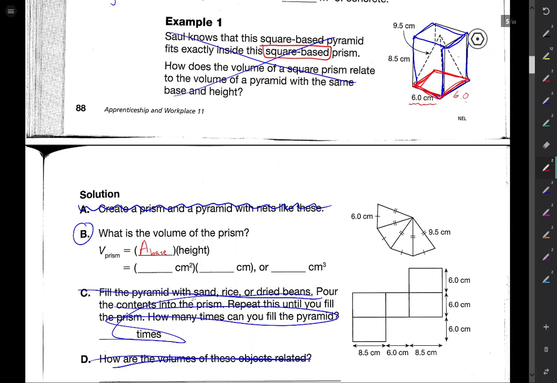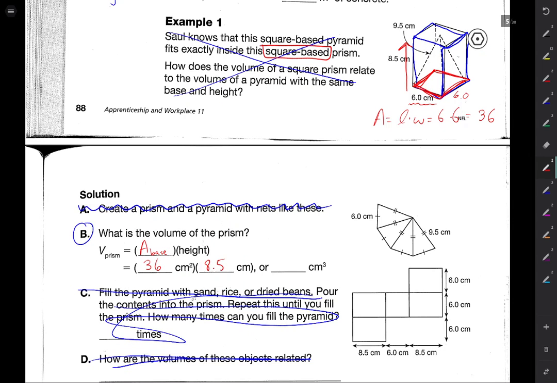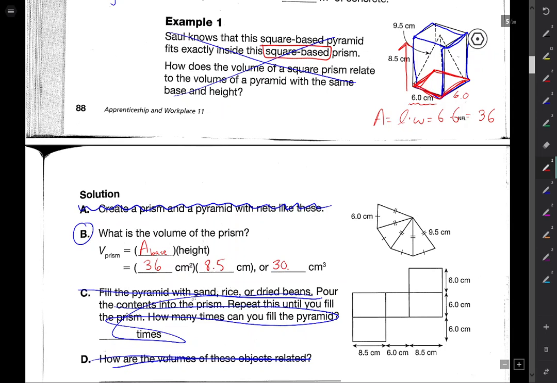So the area of that base would be length times width, which is equal to 6 times 6, which is equal to 36. So we're going to put 36 as the area of the base. Then the height of it is this one here, so it'll be 8.5 centimeters. So in other words, if we did 36 times 8.5 centimeters, we get 306 centimeters cubed.